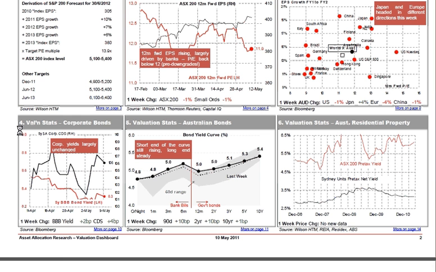In corporate bonds, we saw not much to write home about. The triple B yield up just 2 basis points, so we're still talking about 8.3% there. So not particularly high funding costs for companies in Australia.